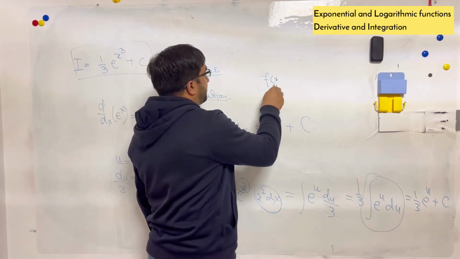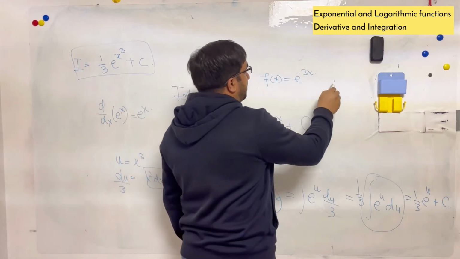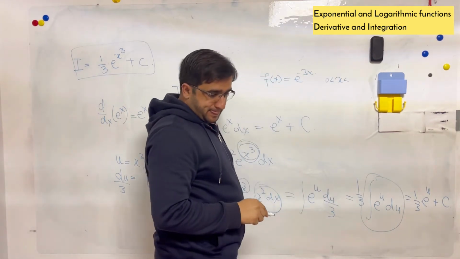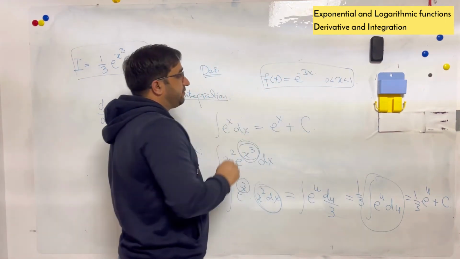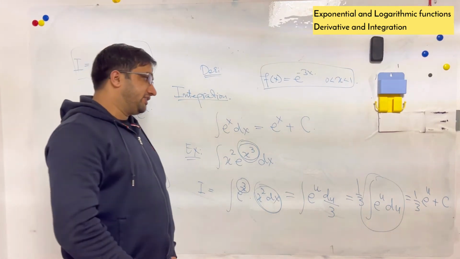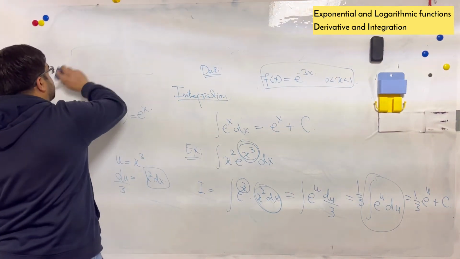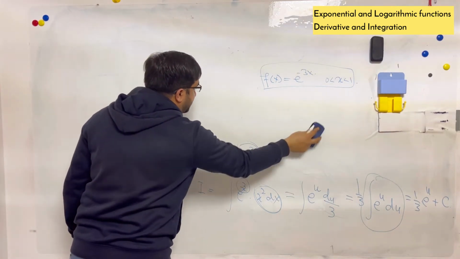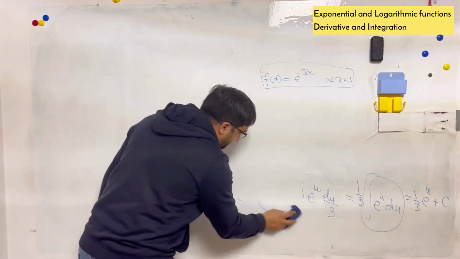If we have f of x equal to e raised to the power minus 3x, and the limits of x are between 0 and 1, this will be the definite integral. Can you tell me the answer for this? Same formula, but you have to plug in the limits. Do it on paper and tell me the answer.